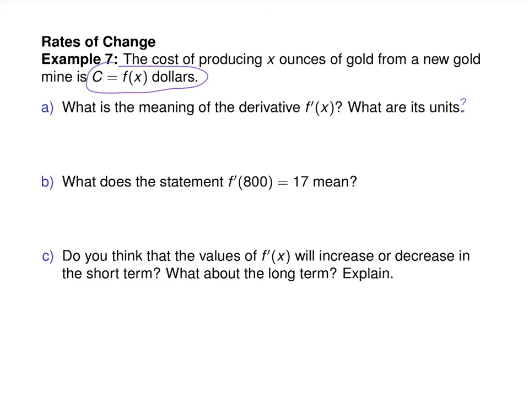Okay, so this comes from change in y over change in x. In this case, it's change in c over change in x, because c is the same thing as y in this context. So what are y's units? Dollars, because y is the cost. And then over the units of x, which is ounces. So the units are dollars per ounce.